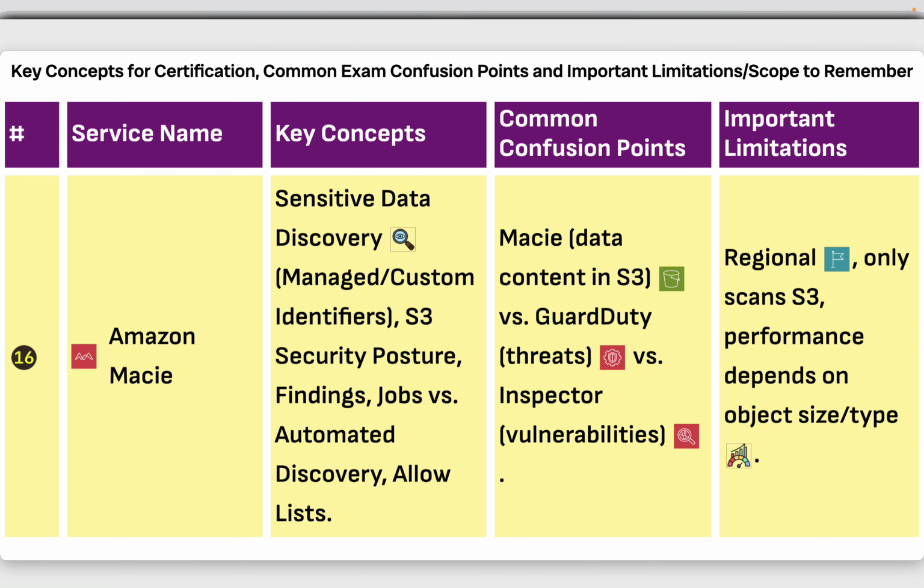Next, Amazon Macie. Key concepts are sensitive data discovery, and that has managed identifiers or custom identifiers, S3 security posture, findings, jobs versus automated discovery, and allow list. Exam confusion points can be Macie, which is basically for data content in S3, versus GuardDuty, which is for threats, versus Inspector, which is for vulnerabilities. Limitations: regional, only scans S3, and performance depends on the object size or the object type.